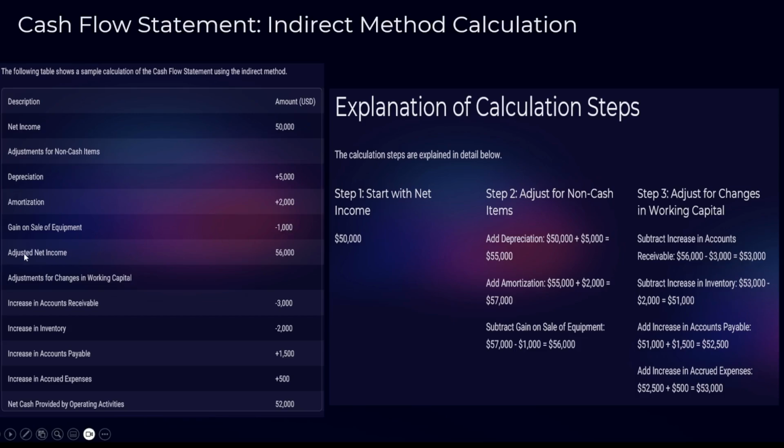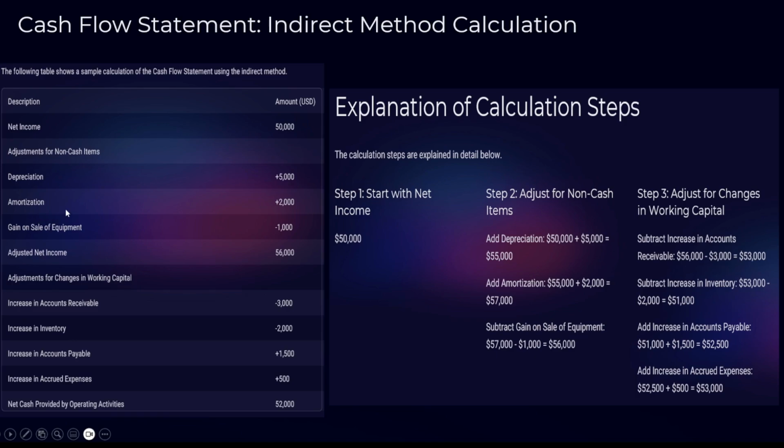Then we get the adjusted net income. This is the first calculation, which is calculated by net income plus depreciation, amortization, minus the gain on sales of equipment. Those items are not considered as cash out. For example, depreciation is booked in the income statement, but there is no cash out. The cash out was when we purchased the fixed asset.